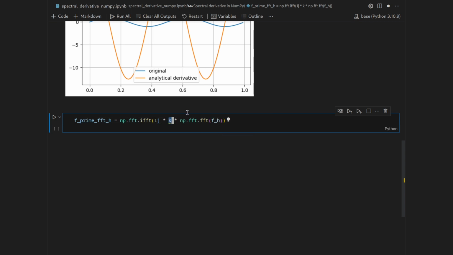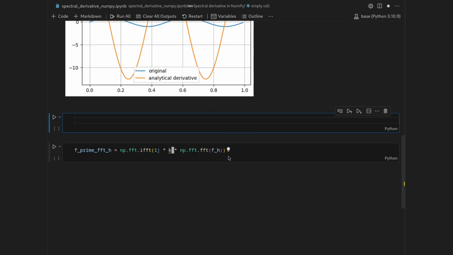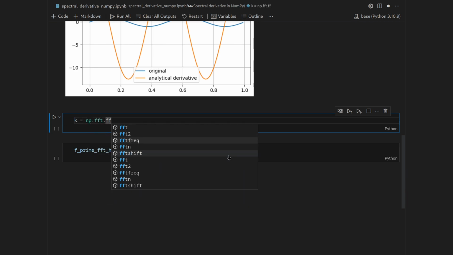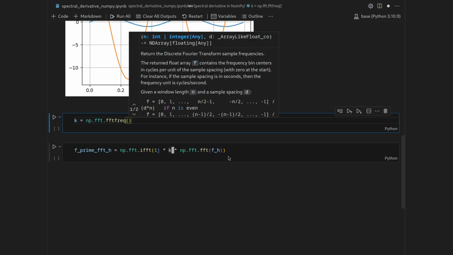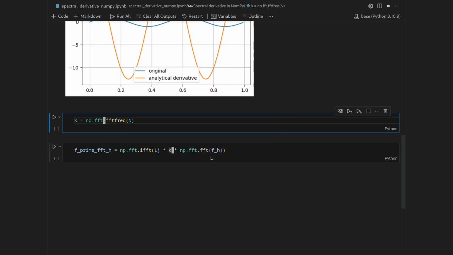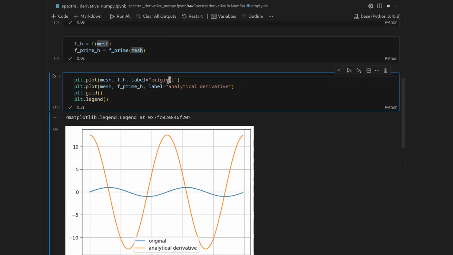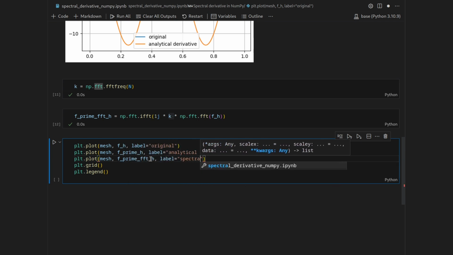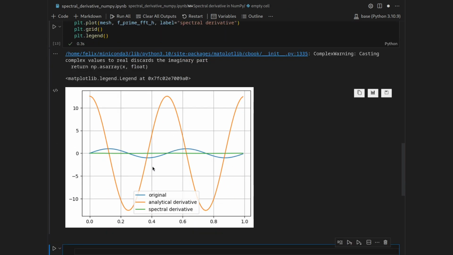So how do we get these wave numbers? Conveniently, there is a function in NumPy to represent them by saying k is np.fft.fftfreq, and then we have to hand over how many wave numbers we want to have, and this corresponds to n, so the number of points at which we discretized our function. Then this should run, and we can plot the spectral derivative next to the other derivatives and have it as the last entry. So plt.plot mesh and f_prime_fft_h, and we will attach the label spectral derivative. And here we go, we get a couple of points here.